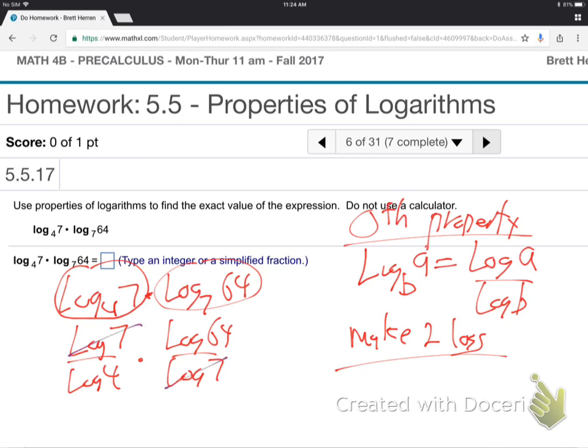See what these guys do? Those cross cancel, huh? Log 7, cross cancel. So just use your calculator. Log 64 divided by log 4 should be 3. Even if you just did the whole thing and didn't cancel log 7s, that's fine too. Get the same answer.